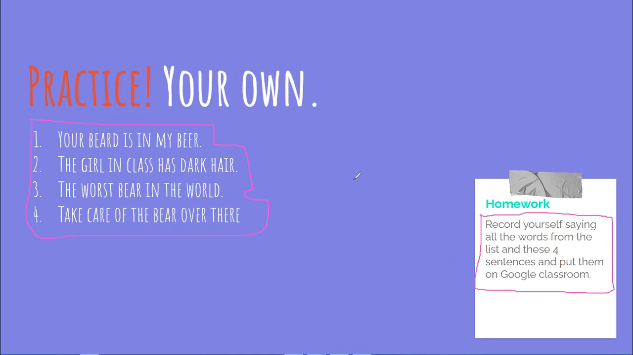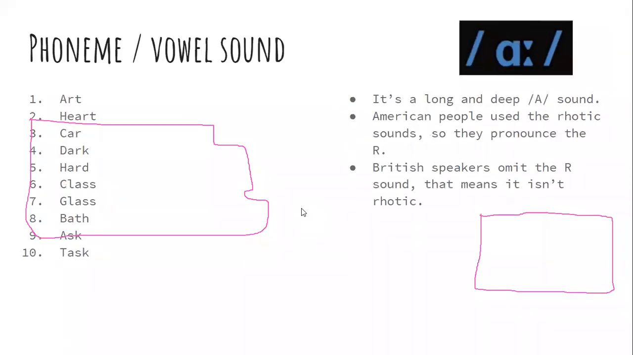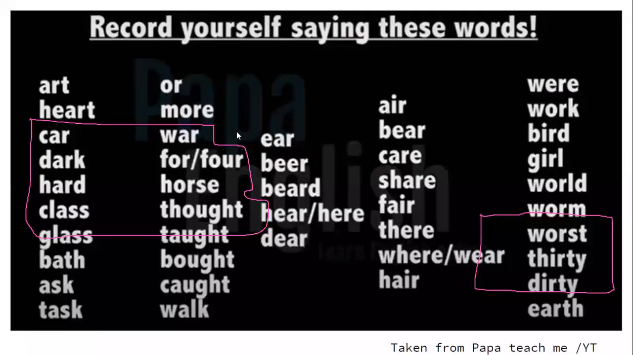Everything in one audio recording, and I'm gonna put the homework today, I think. So as an example, I'm gonna give you this one. I say, your beard is in my beer. The girl in class has dark hair. The worst bear in the world. Take care of the bear over there. Do that, record with a phone, all of these ones, okay?